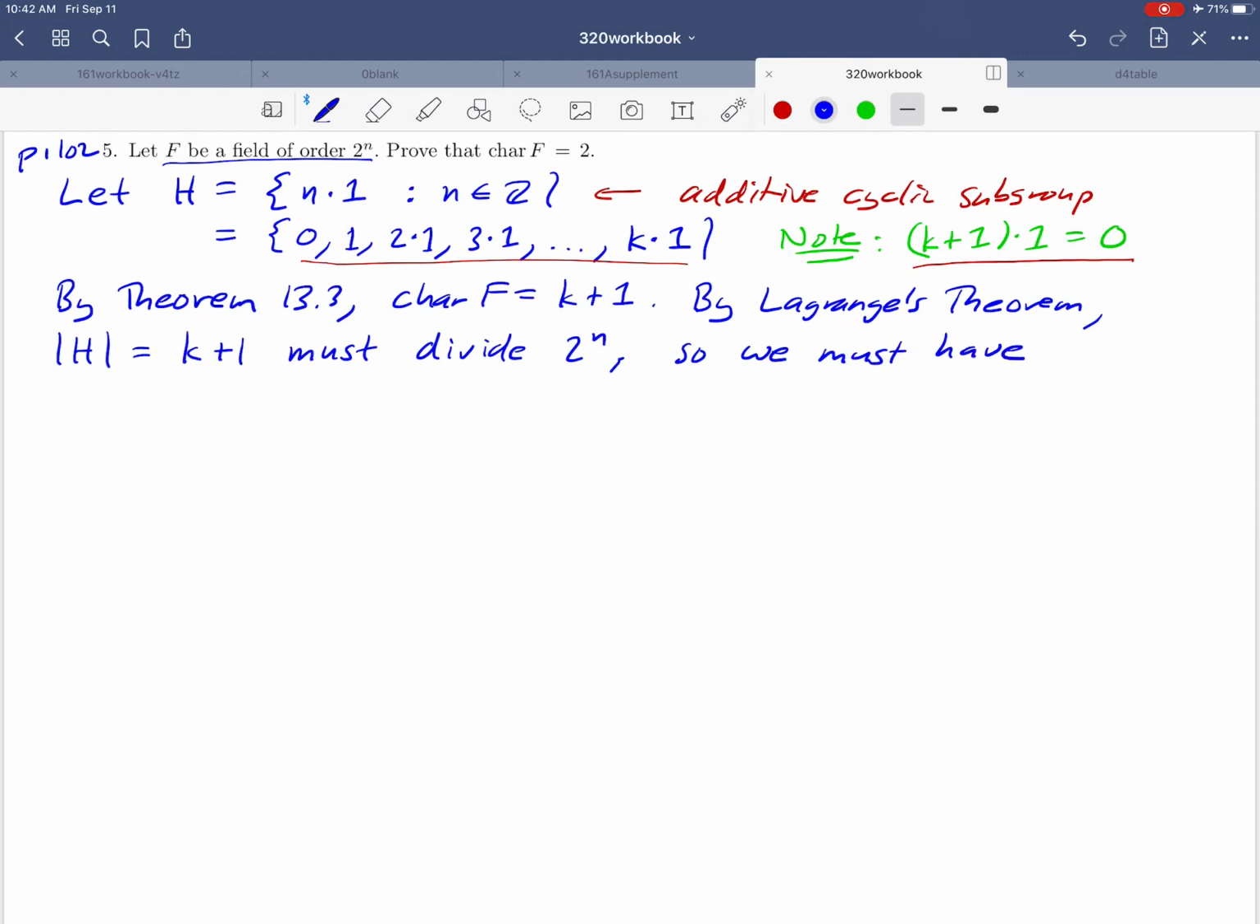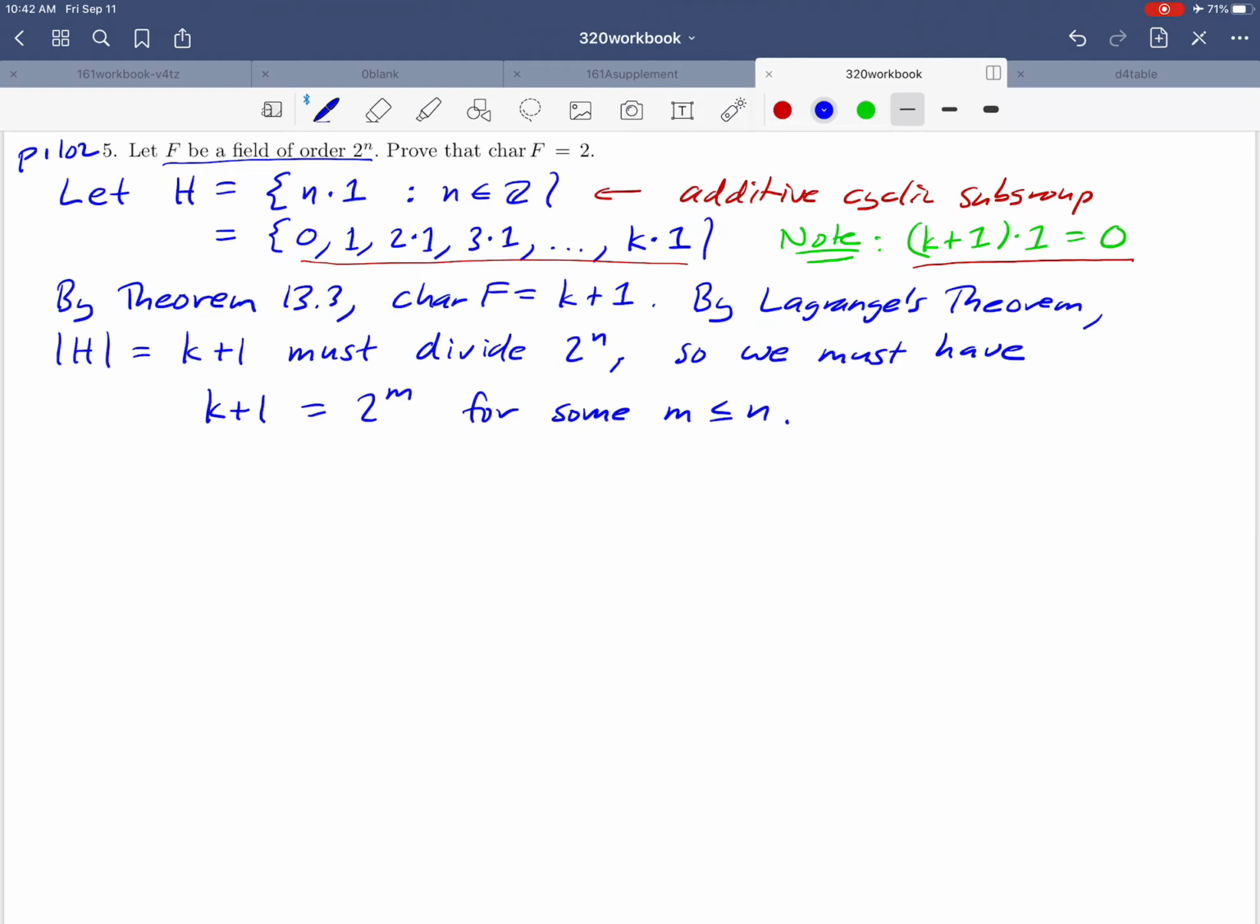Well, what do factors of 2 to the n look like? 2 is prime. So the only types of divisors that 2 to the n has are other powers of 2, powers of 2 that are no bigger than 2 to the n. Okay, so what we could say then is that k plus 1 has to be 2 to the m, for some m less than or equal to n.